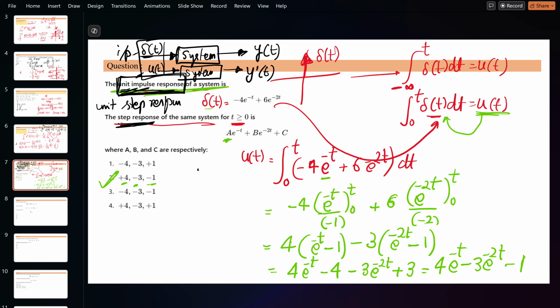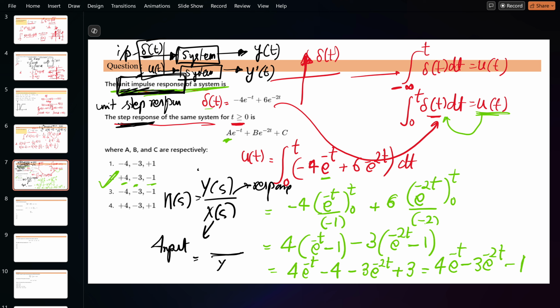Getting my point? Suppose this is the H(s) equation, Y(s) by X(s), where X(s) is the input and Y(s) is the response. Initially it was X(s). Now what is it asking? Step response means integration basically. So you multiply by 1 upon s: Y(s) by s, the integral of the initial response. Just integrate it by that.